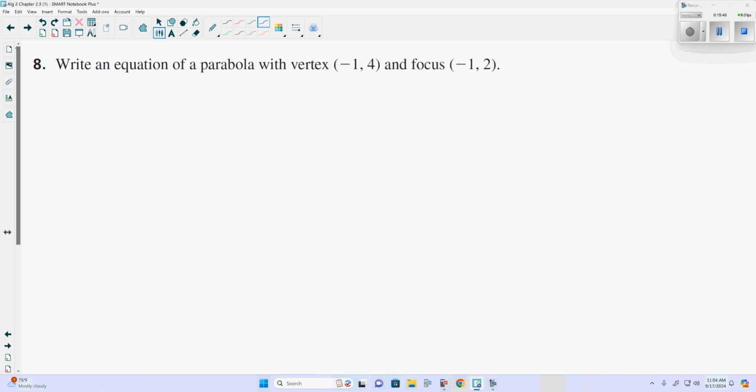Okay. They didn't give us a graph, and the graph would have been nice, because if it opens up and down, it's y equals. If it opens left to right, it's x equals, yes? So here they gave us the vertex and focus. Now looking from the vertex to the focus, which of the two values changes and which one doesn't? The y value changes, yes? It goes from 4 to 2. The x value is still the same, yes? So the x value, the first value, doesn't change, but the second value, the y value, does.